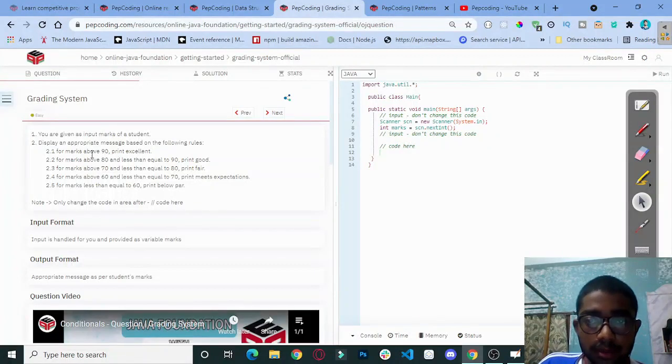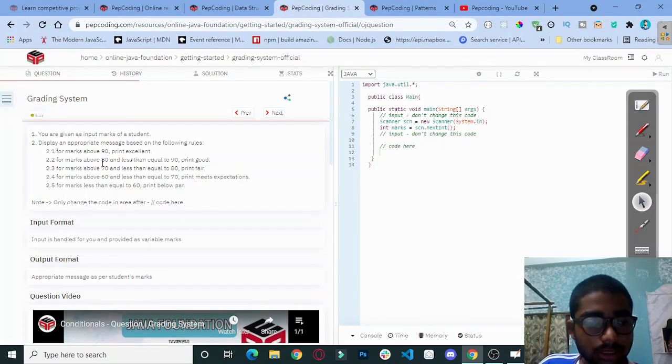So before solving this question, let's understand what the question is telling us. In the first line, it is telling that you need to give the input of the marks of a student and then check the marks. If the marks is greater than 90, then print excellent.